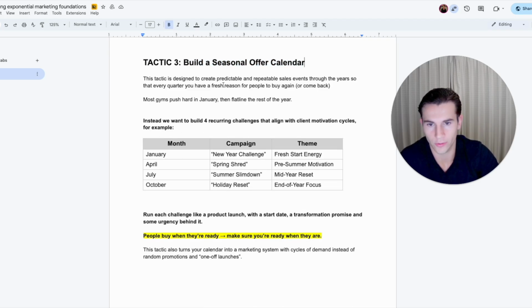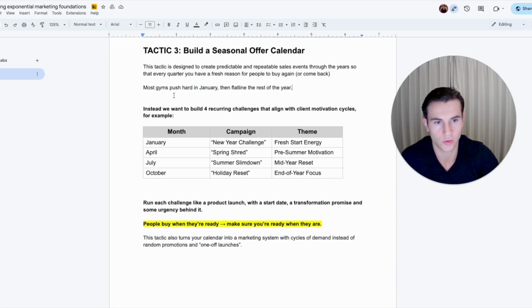This is another big cheat that you can use. So this tactic is designed to create predictable, repeatable sales events throughout the year so that every quarter you have a fresh reason for people to buy again. Okay, a lot of people wait and push hard in January, then flatline for the rest of the year, but they don't realize that there are so many events that are constantly happening where people are in a state of maybe anticipation or fear.